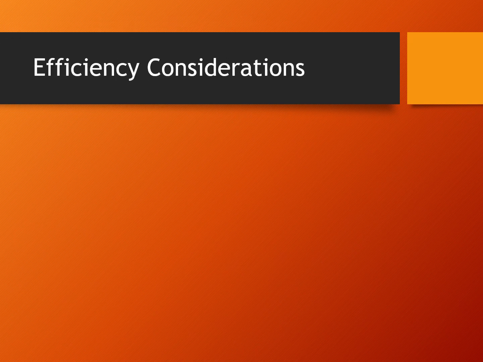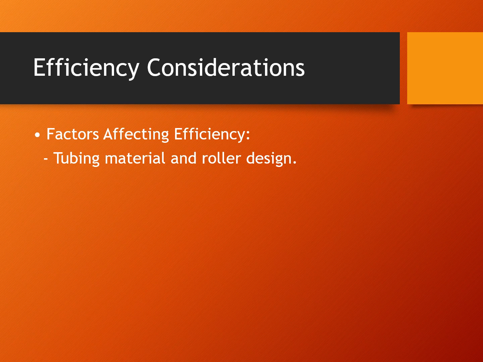So moving on, efficiency considerations. It's a machine, so definitely the efficiency wouldn't be 100%. Here we are going to look at some of the factors that affect the efficiency of the machine. Tubing material and roller design can affect efficiency. Softer tubing increases friction and heat. When the tubing is soft, there is friction between the tubing and the rollers, which increases heat.